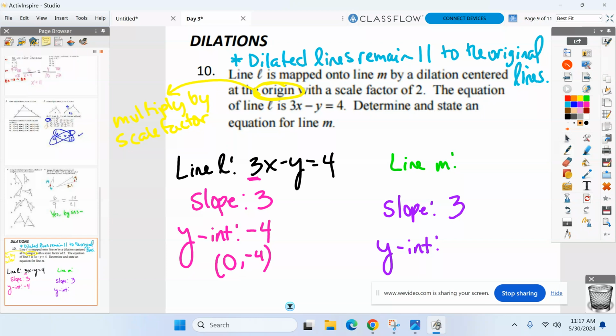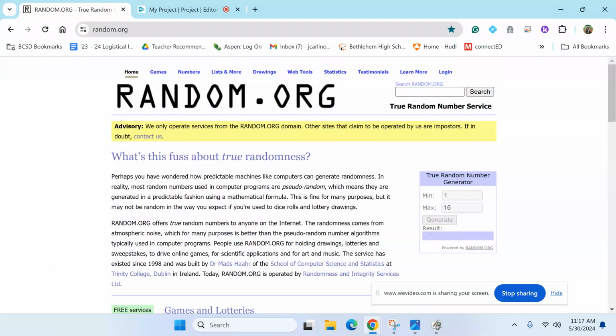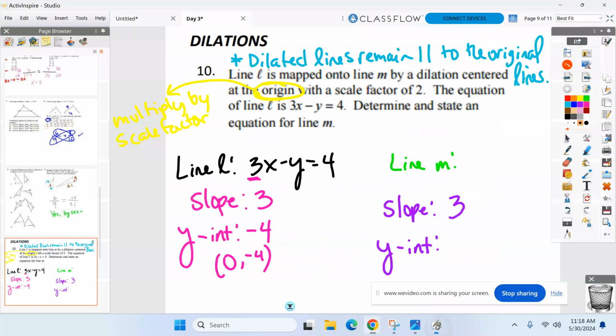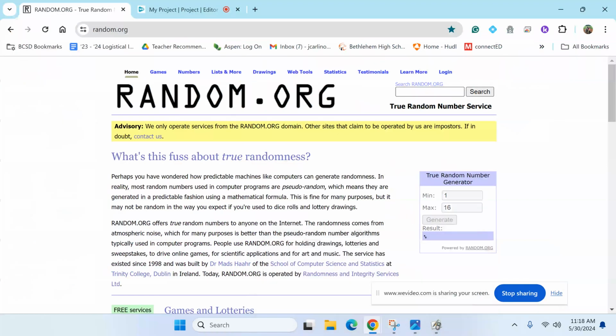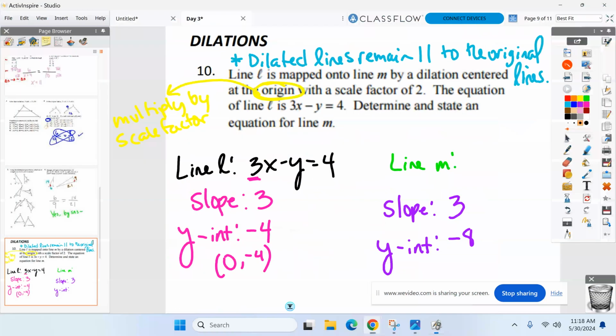So what is going to be the y-intercept of my dilated line now that I can multiply by 2? Haley? -8. Okay, multiply (0, -4) by 2, and that's what I end up with. So what's the answer to this question here? What's the equation of line M? Put the 2 together for me. Josh? Y equals 3x minus 8. Good job.